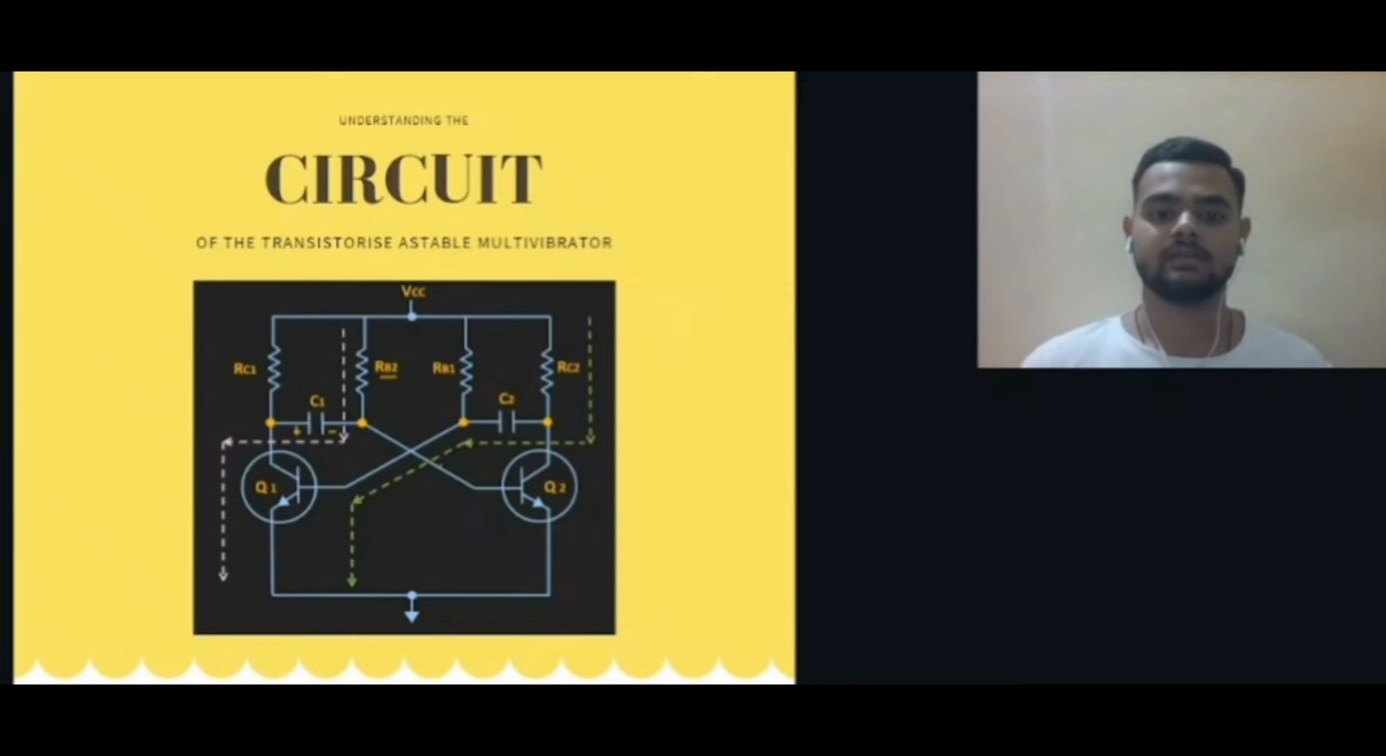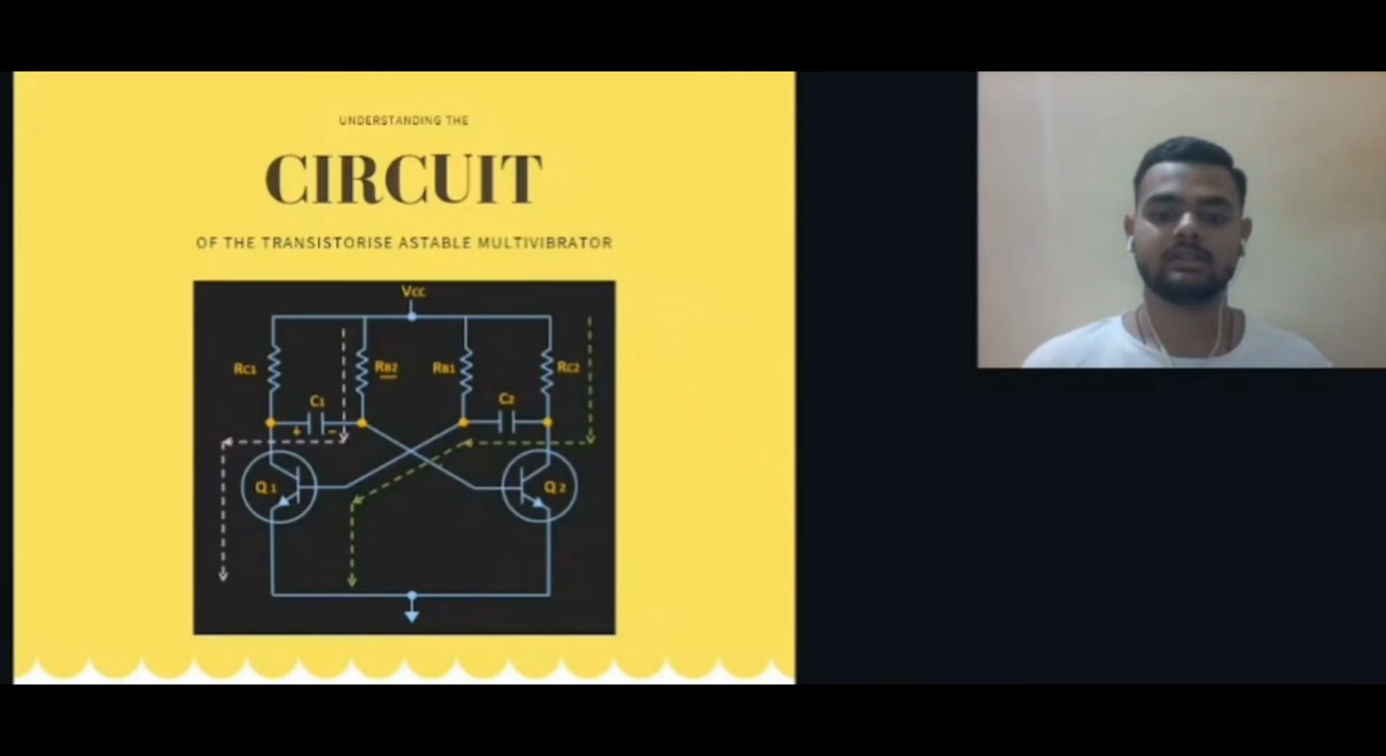Now the second state of the circuit is, let's say the capacitor C1 is charging through the base resistor RB2. As it is charging from RB2, the capacitor C1 reverse charges. On the other end, the capacitor C2 will charge through RC2. Now if you notice, the transistor Q1 is in the on condition, so the base emitter junction of the transistor will be forward biased. Now on the other end, capacitor C1 starts charging towards the voltage Vcc.